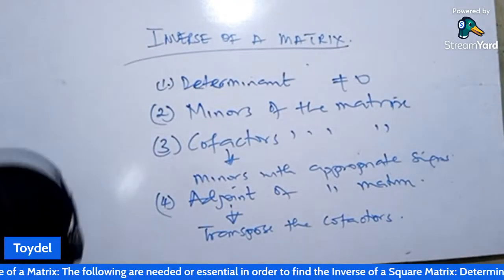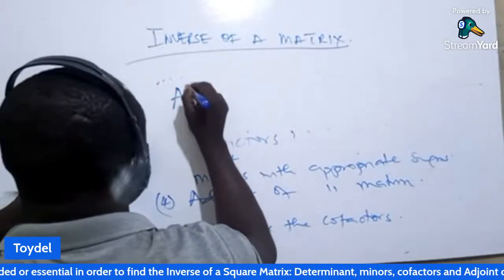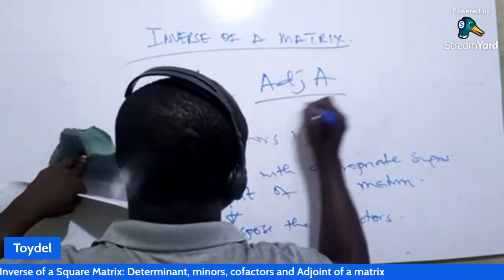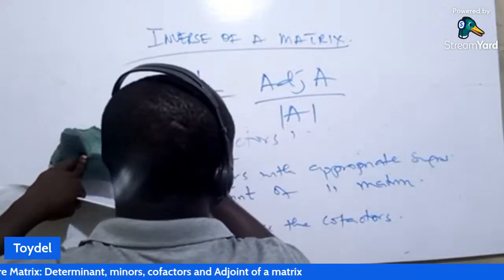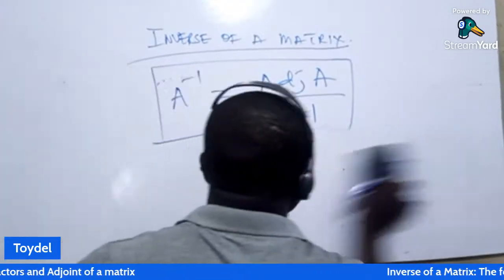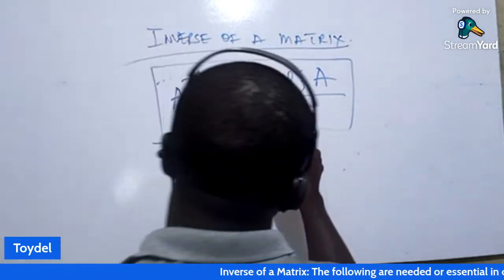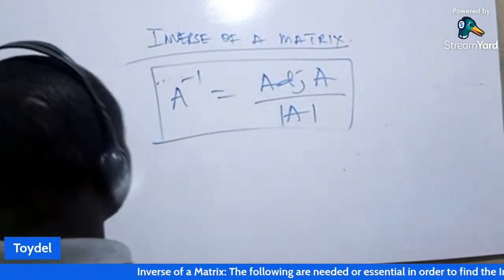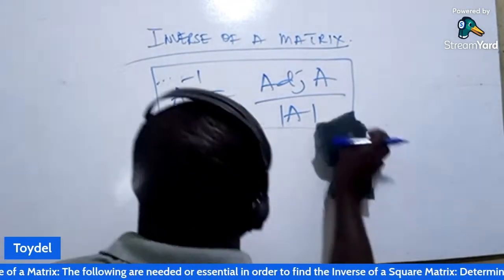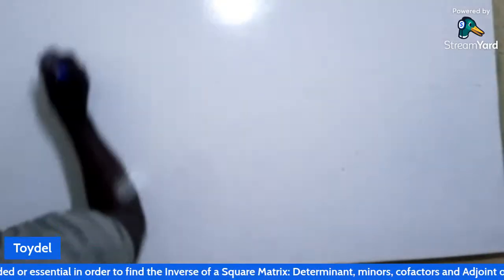Then by formula, the inverse of a matrix, let's say matrix A, is given as the adjoint of A divided by the determinant of A. So this is the formula to find the inverse of a matrix. I'm going to give examples now. I'll give one example each on a 2 by 2 and a 3 by 3 matrix.